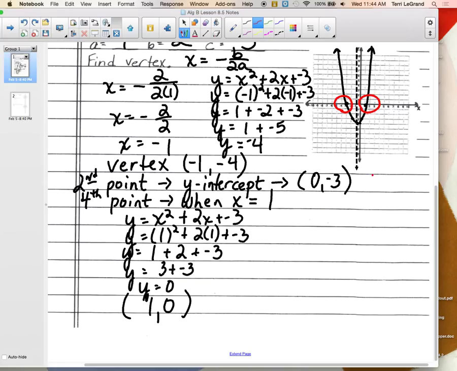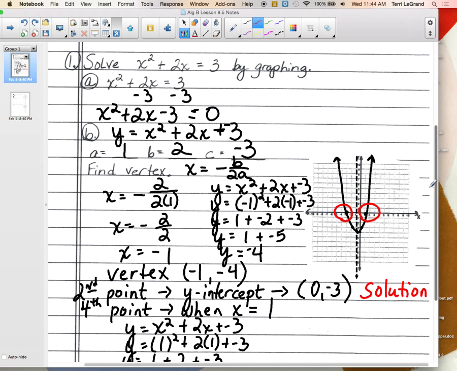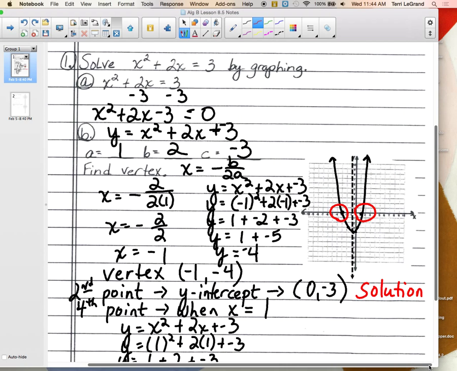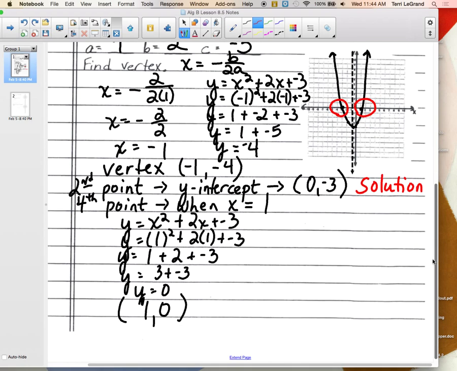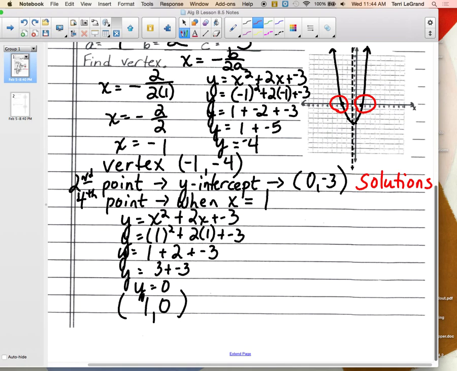So the solutions, there are 2 of them. We have 2 solutions because there are 2 zeros. We have x equals what? What's one of our zeros? -3. And x equals 1.